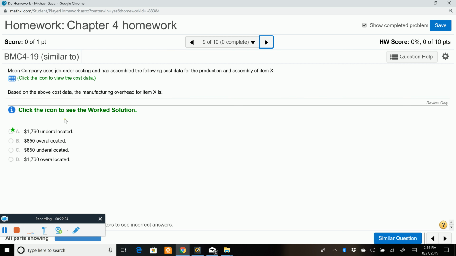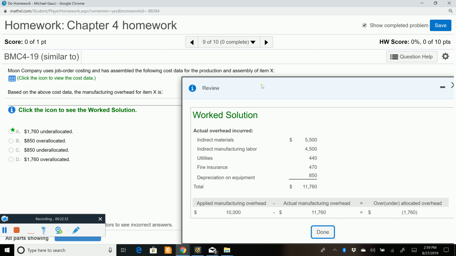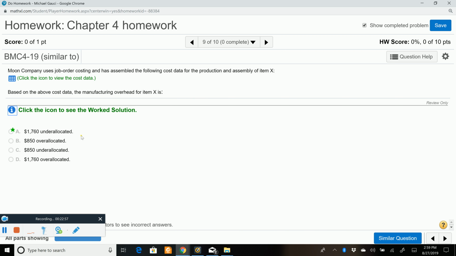And the last two, this one we kind of went through already, but here we basically are trying to figure out how much of our overhead is under or over applied. And so basically all we've got to do is figure out what our actual overhead is. And from the author, they gave us indirect materials and indirect labor, as well as utilities, fire insurance, and depreciation. If you add that all up, that's your actual overhead. But the author also told us that we only applied $10,000. So we underapplied $1,760, under allocated, for the difference between what we applied to the Wipp account versus actual overhead incurred.